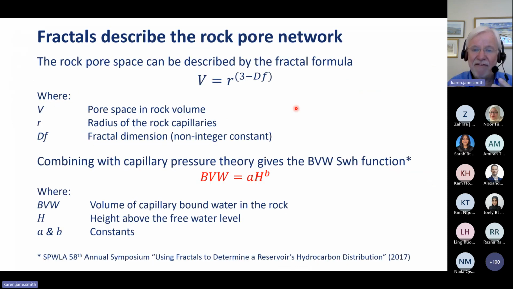Now, if they're a simple repeating pattern, we can express it mathematically, and we can use that in our model. Now, I won't go through this slide in detail because it's in the paper, but this is the relationship between the porosity size and the radius of the capillary pressures. And with some mathematical movement, you can actually derive the equation, the BVW SWI equation, shown in red.